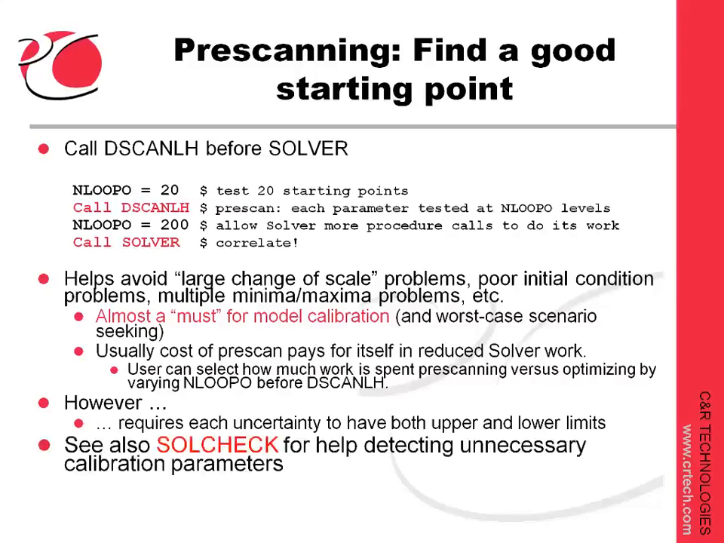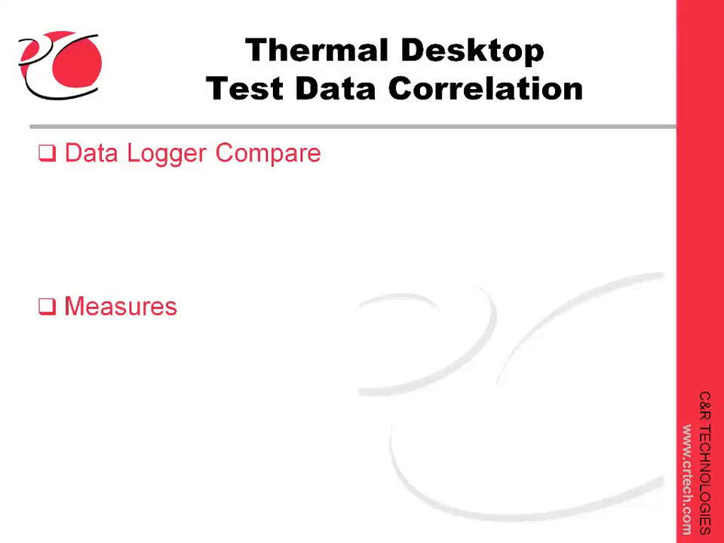And finally, you can use sol check in preliminary runs to detect weak or unimportant calibration variables and get rid of them. Since calibrating a model to test data is a common task, Thermal Desktop offers two modules that help automate the process. I'm going to just list them here, but I'll go into more detail later.